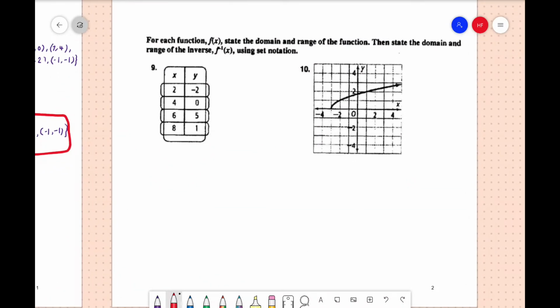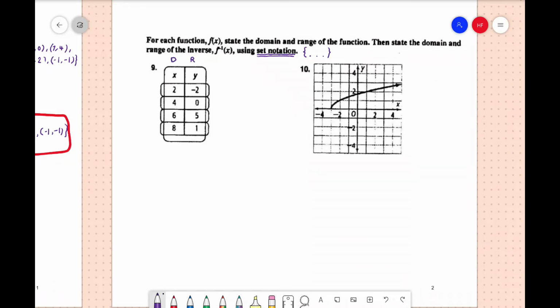Now here it says for each function, state the domain and range of the function. Then state the domain and range of the inverse, f inverse of x, using set notation. So it says set notation. That's going to be the one with the squigglies. So we're going to state the domain and the range of this original function. So this is my domain, this is my range.